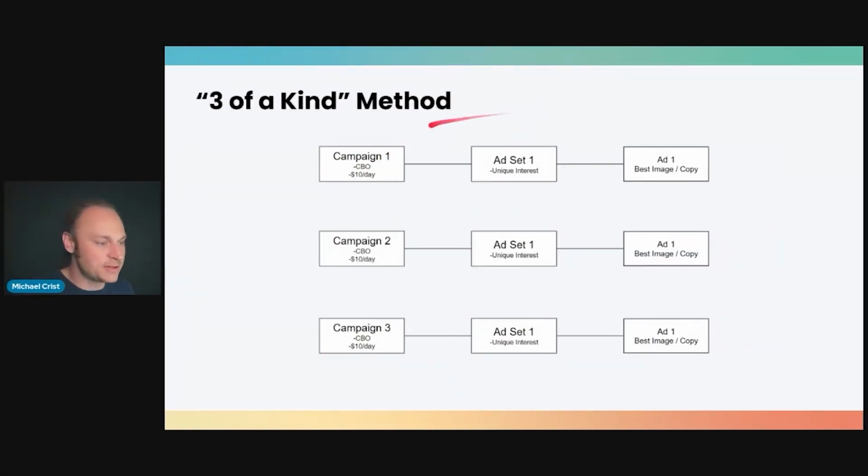Now, each of these campaigns are going to have 1 ad set. So you can see campaign 1 has 1 ad set. This ad set has a unique interest, and then hanging off of this ad set is 1 ad. And you'll notice that this ad is your best image and your best ad copy.